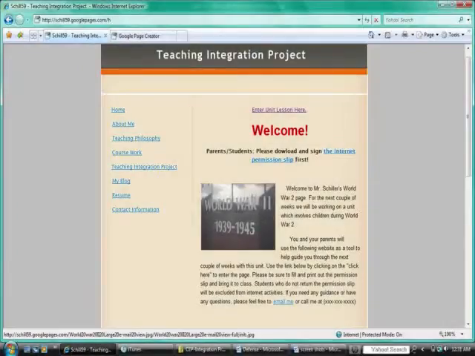I chose using a website because it gives me the benefit of organizing all the data I have in one place. It also encourages a classroom environment by allowing students and parents the opportunity to access the data both in and out of school.